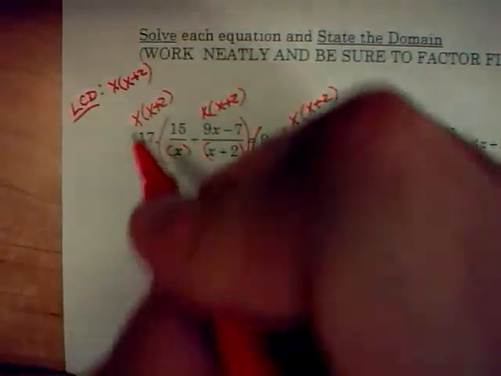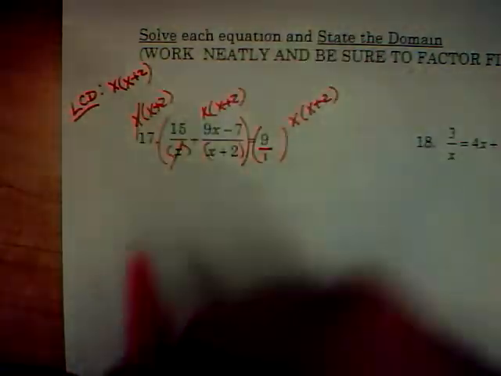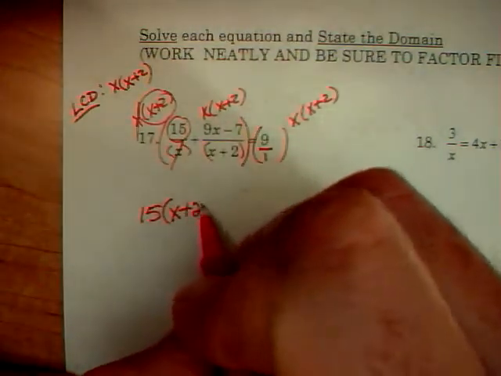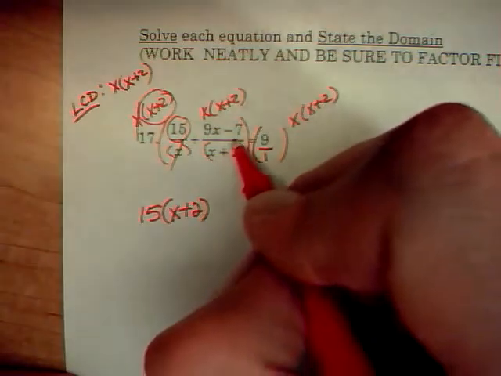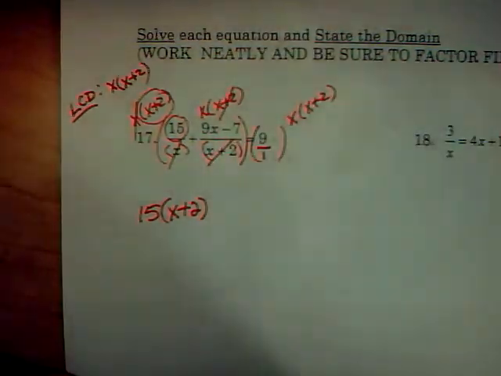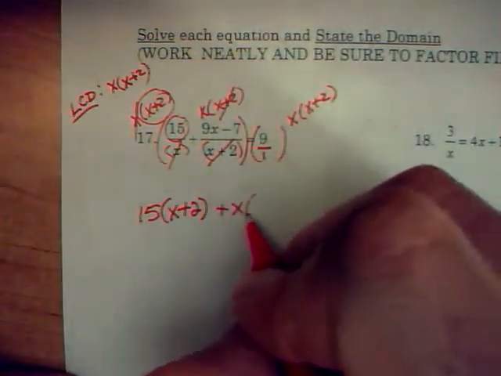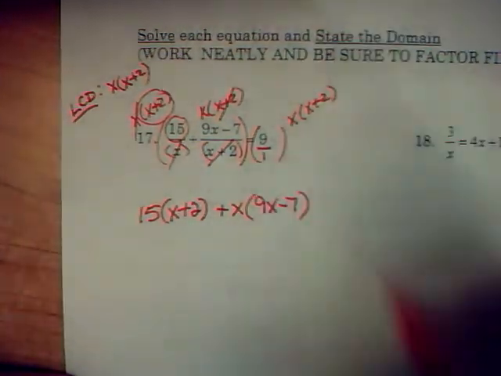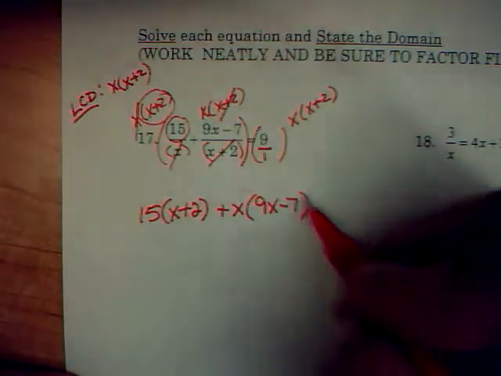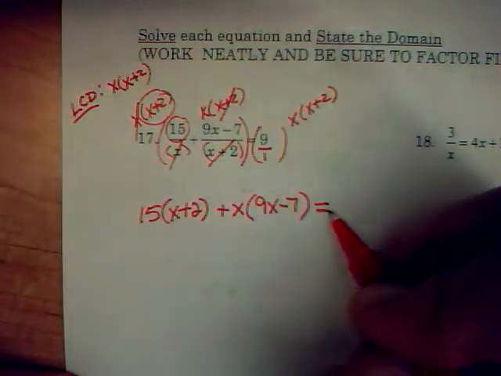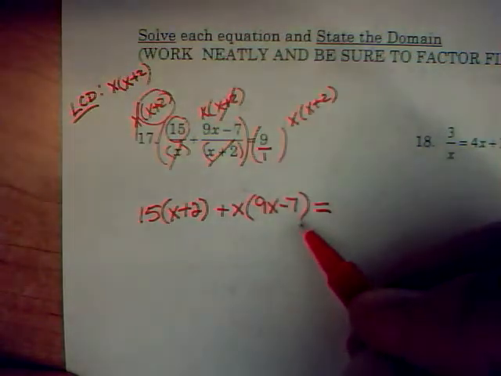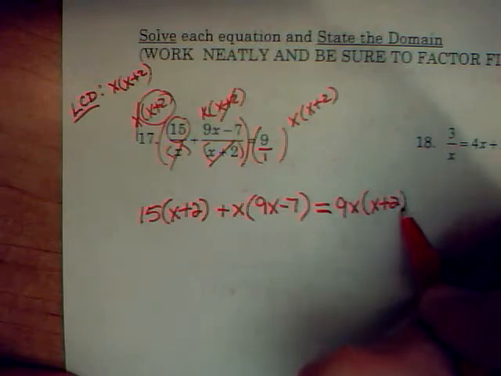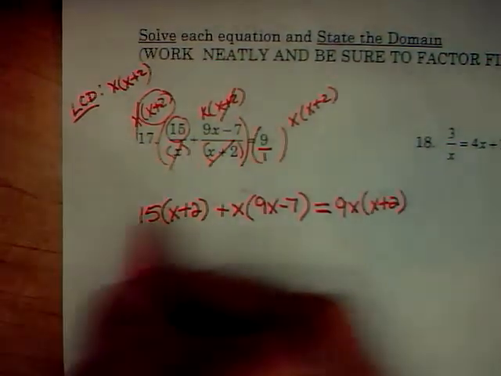So we multiply our first fraction, and the x cancels with the x, which leaves you with a 15 and an x plus 2. In the second fraction, it looks like the x plus 2 cancels with the x plus 2, which leaves you with an x and a 9x minus 7. And in the last term here, on the other side of the equal sign, it doesn't appear anything cancels, so you're going to get a 9 times an x plus 2. So it looks like we have a lot of distributing to do.